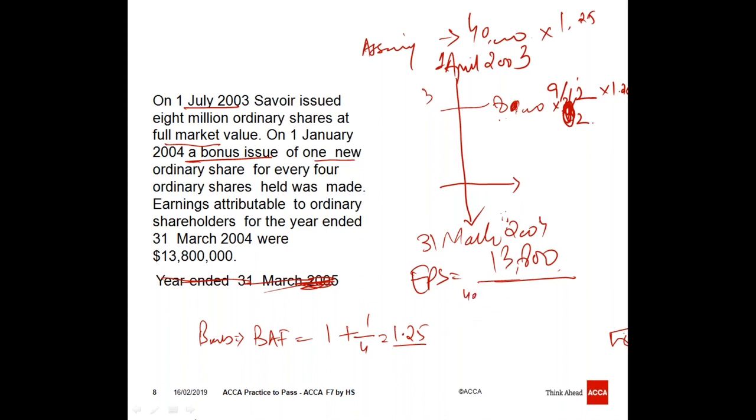I'm repeating here: 40,000 into 1.25 plus 8,000 shares. First, we have to take the proportionate share into 1.25. So this should be the denominator. The EPS will be, please calculate the EPS: $13,800 divided by 40,000 into 1.25 and 8,000 into 9 upon 12.